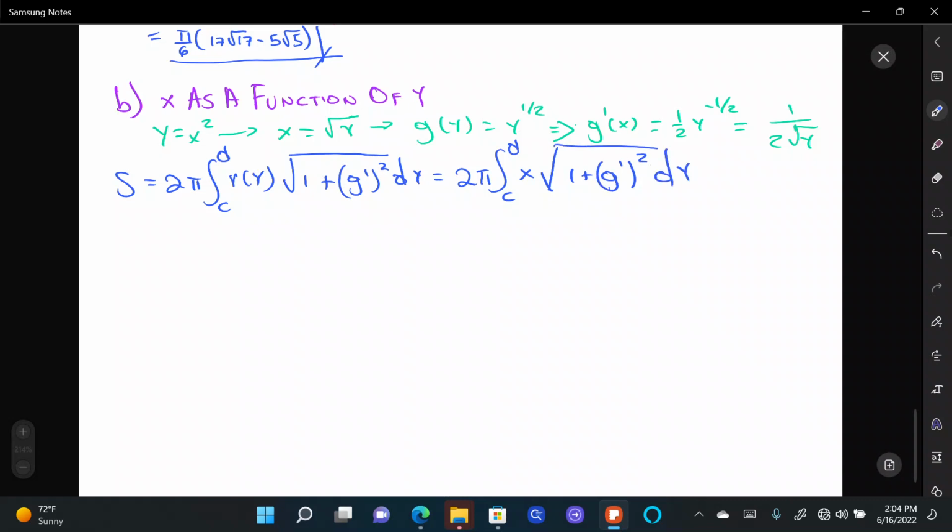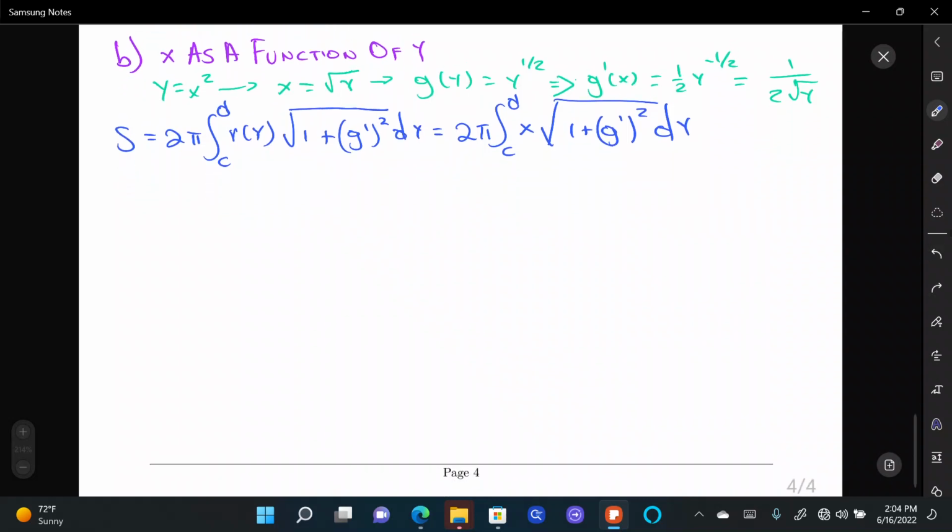However, in this case, we are working with functions of y. Is this x a function of y? So what is x in terms of y then? Isn't it this? No, not that. Actually, this. All right. So let's rewrite this finally as 2 pi times the integral from C to D.